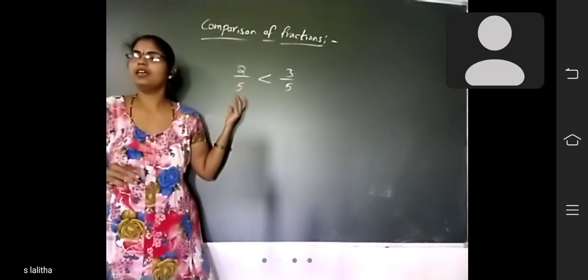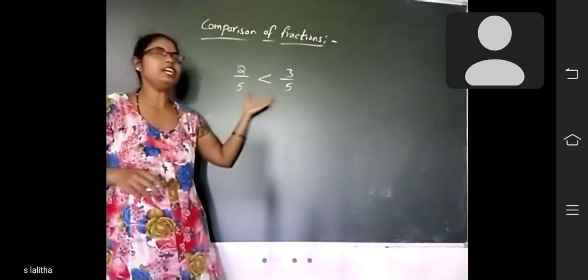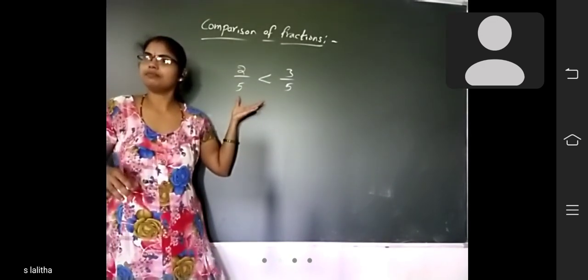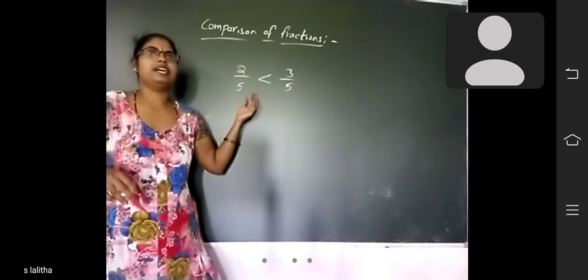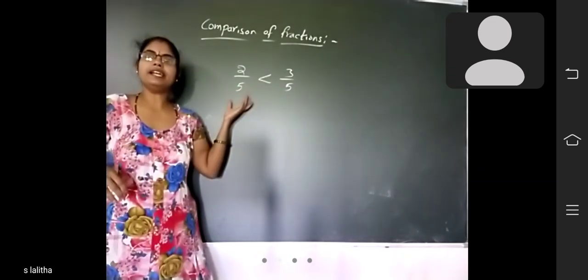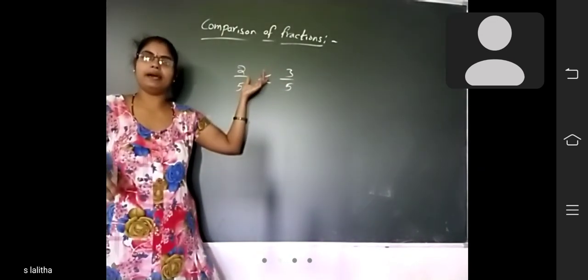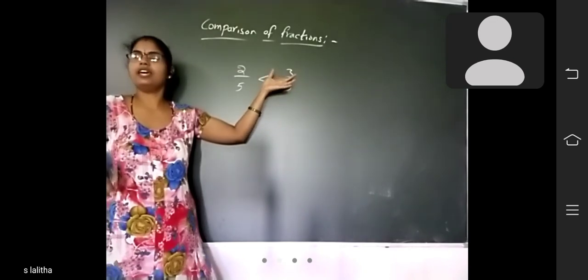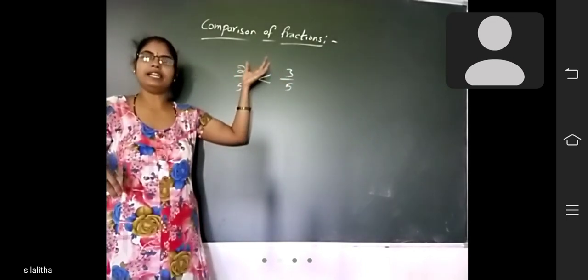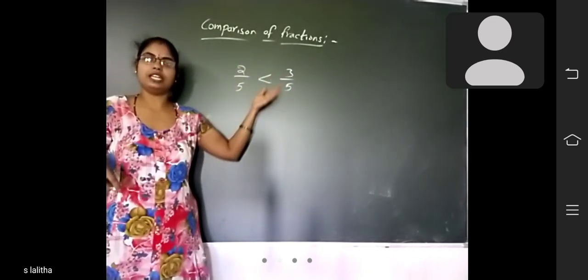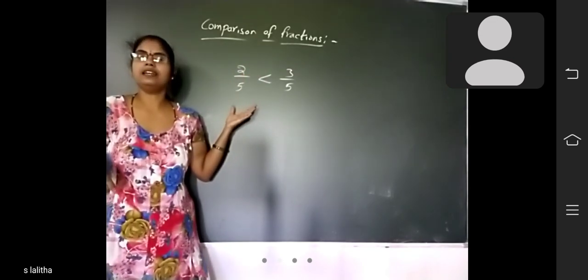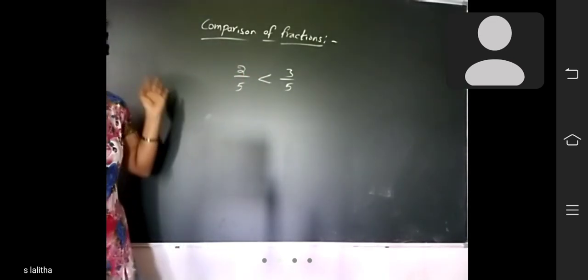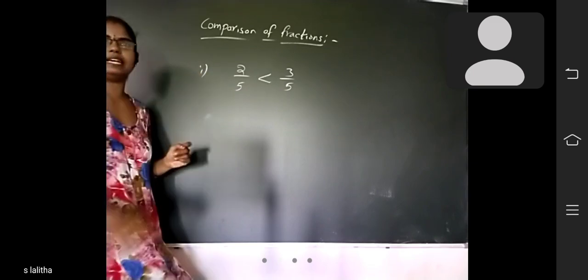Did you understand? How can you compare this one? Where the denominators are same, you should compare numerators. Which fraction has the smaller numerator, that fraction is less. Did you understand? This is the first case. Okay, now the second case.